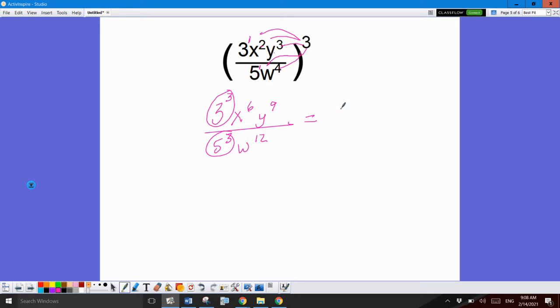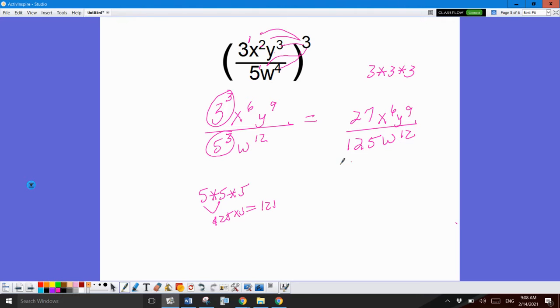So 3 to the third, remember that is not 3 times 3, that is 3 times 3 times 3, which is 27. So across the top, I have 27x^6y^9. And 5 cubed, that's 5 times 5 times 5, which is 25 times 5, which is 125. W^12, and that is finished, okay? That is finished.